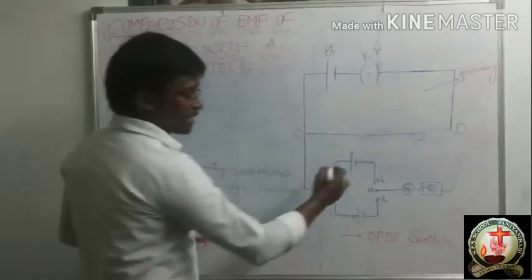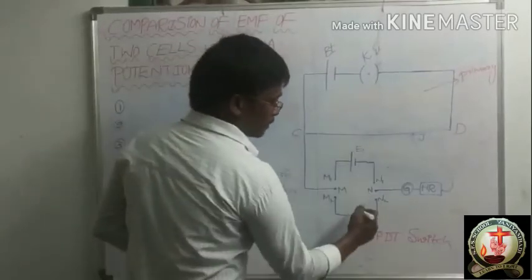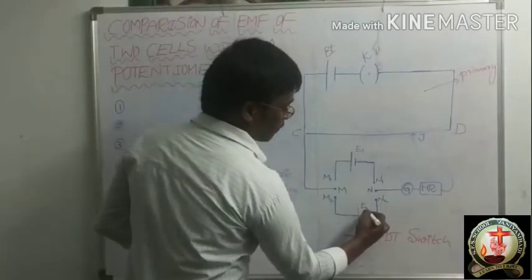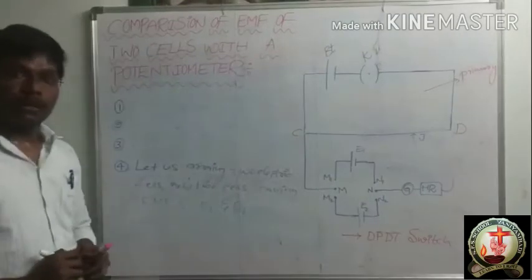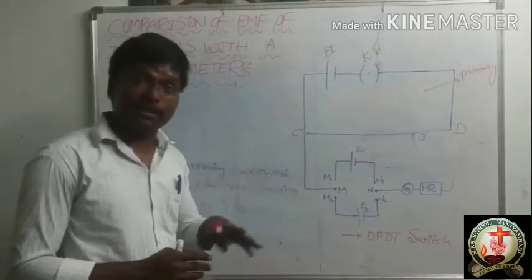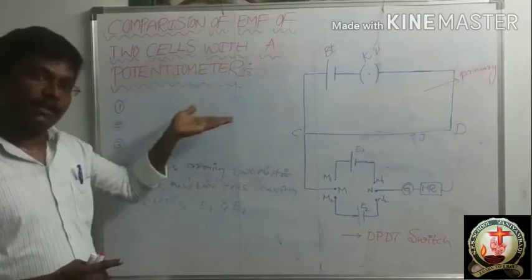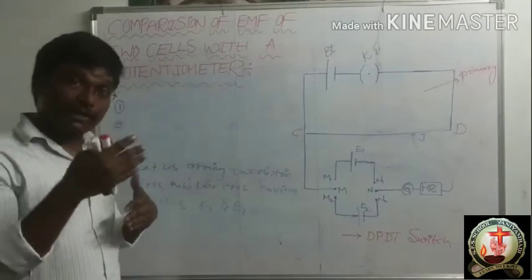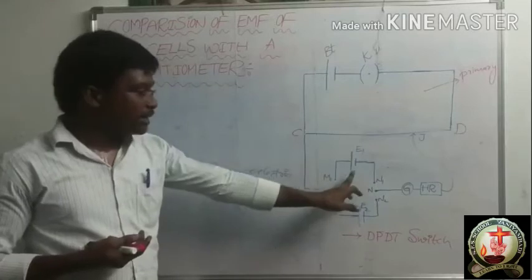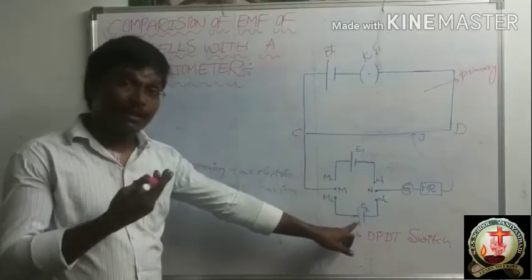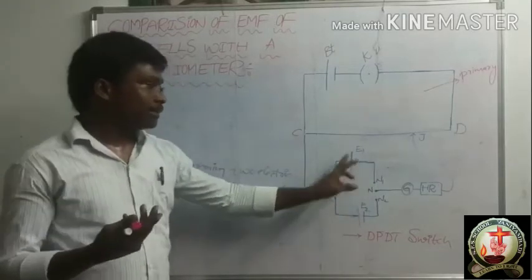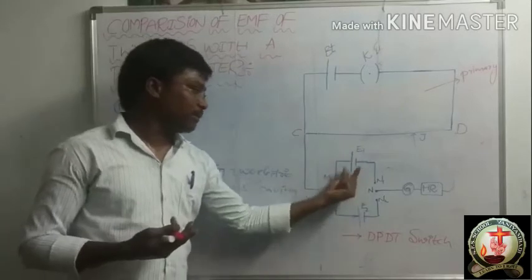So this is EMF E1, this is EMF E2. Why did I arrange the electric cells here? What is our question? Compare the EMF of two cells, correct? So I have to compare two electric cells' EMFs. For that purpose, I arranged two electric cells, having EMFs E1 and E2.